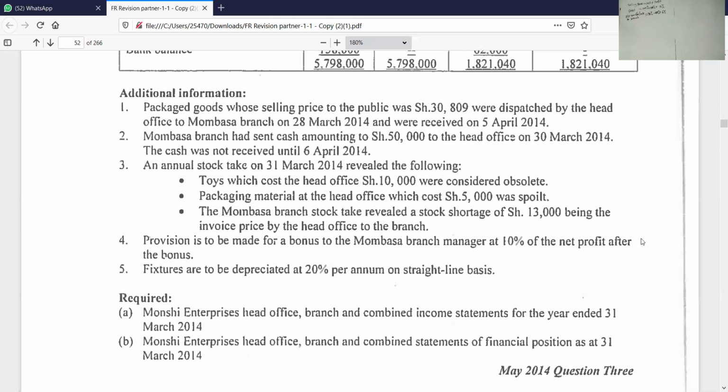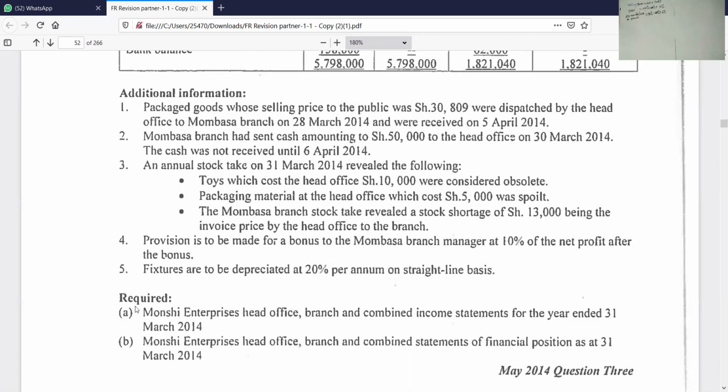Packaged goods, whose selling price to public was shillings 30,809, were dispatched by the head office to Mombasa branch on 28 March 2014, and they were received on 5th April 2015. So you can see we have some goods which were being sold to the public at 30,809, but now they were being dispatched by the head office to Mombasa branch on 28, but they were received on 5th April.